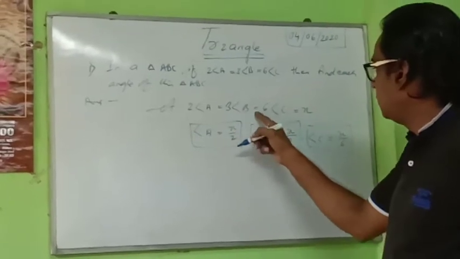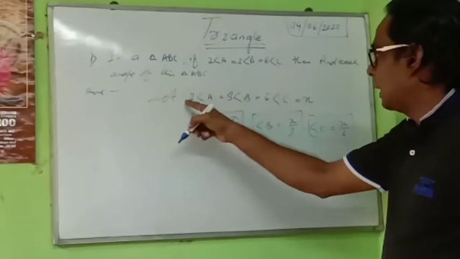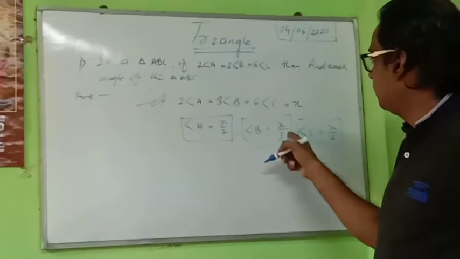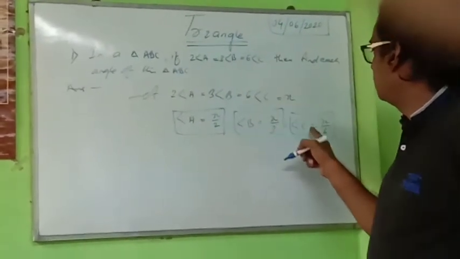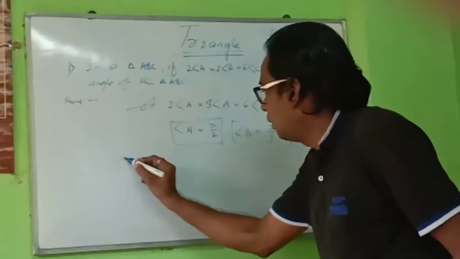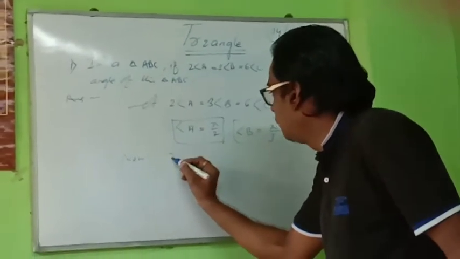Same process. 3 times of angle B is equal to X. I have taken here, we are assuming. Therefore, angle B is equal to X by 3. Same process. 6 times of angle C is equal to X. Therefore, angle C is equal to X by 6. Now, the sum of the angles of a triangle is equal to how much? 180 degree.